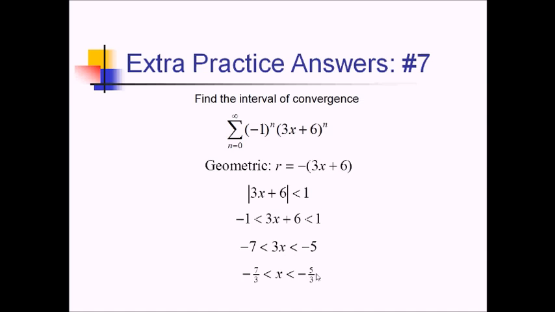Now, since I did this with the geometric series and I didn't use the ratio test, that means I know for certain that this is my interval of convergence. I don't have to test the endpoints, so I'm done.